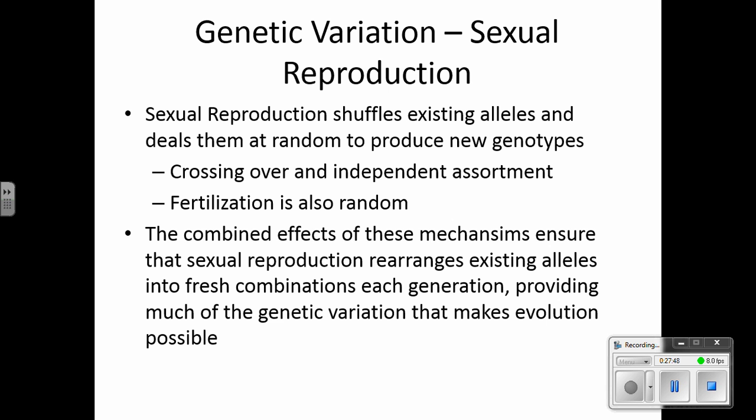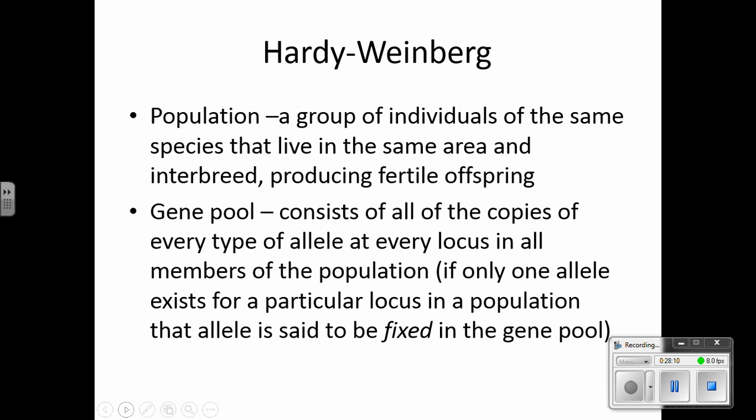Sexual reproduction shuffles existing alleles and deals them at random to produce new genotypes. Remember, crossing over and independent assortment during meiosis and fertilization is also random. Every egg and every sperm that comes together are unique. The combined effects of these mechanisms ensure that sexual reproduction rearranges existing alleles into fresh combinations each generation, providing much of the genetic variation that makes evolution possible.